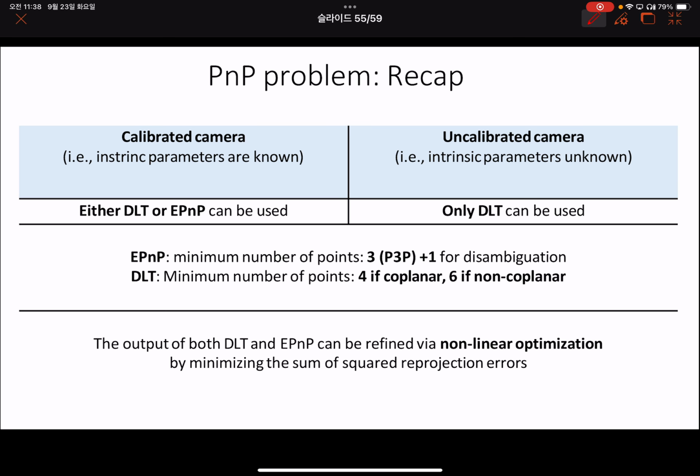That is the recap. If we have a calibrated camera, meaning intrinsics are given, then we can use DLT and EPnP. For uncalibrated cameras, where nothing is known, only DLT can be used. Of course, we can try further nonlinear refinement. For EPnP, the minimum number is 3, but we use an additional 1 to get the best solution out of 4 possible solutions. DLT needs 4 points if coplanar, Zhang's method, and 6 if non-coplanar. And both outputs of DLT and EPnP can be refined by nonlinear optimization, minimizing the sum of squared reprojection errors.